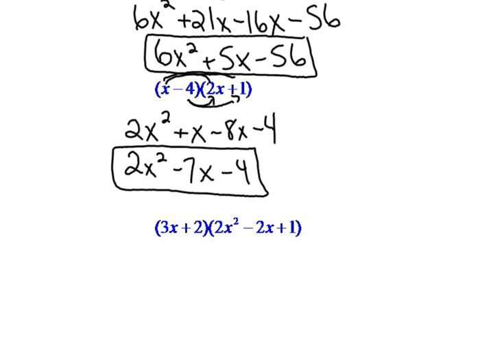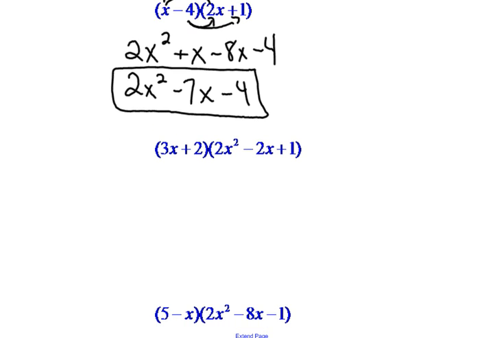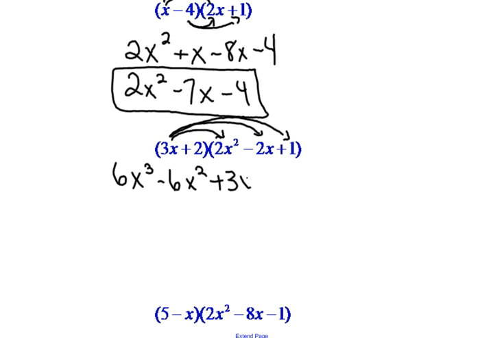This last one is a little bit different. What's different about this one? We have a binomial in front, but what do we have in the back? We have a trinomial. Well, now our little FOIL dance doesn't work quite as well, so we have to remember what the process was. We want to distribute the first number, that 3x, and multiply it times each piece. 3x times 2x squared is 6x cubed. 3x times negative 2x is negative 6x squared. Keeping with that same process, 3x times 1 is 3x.